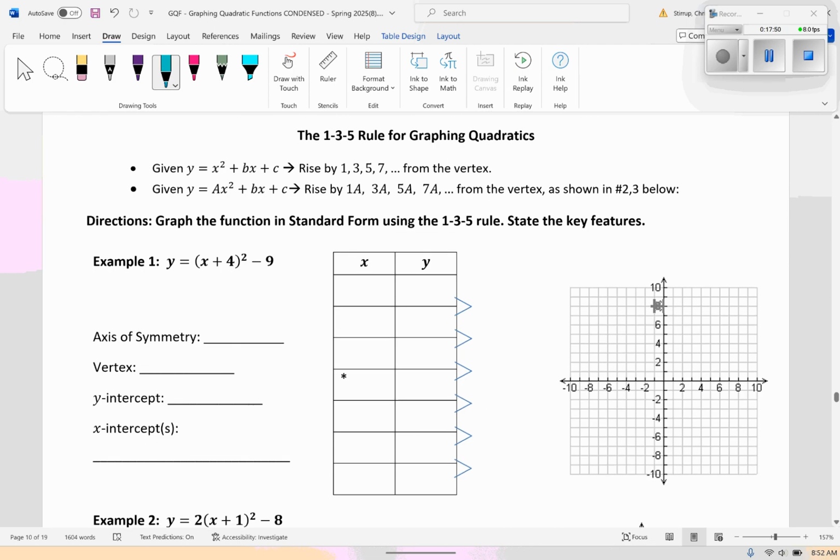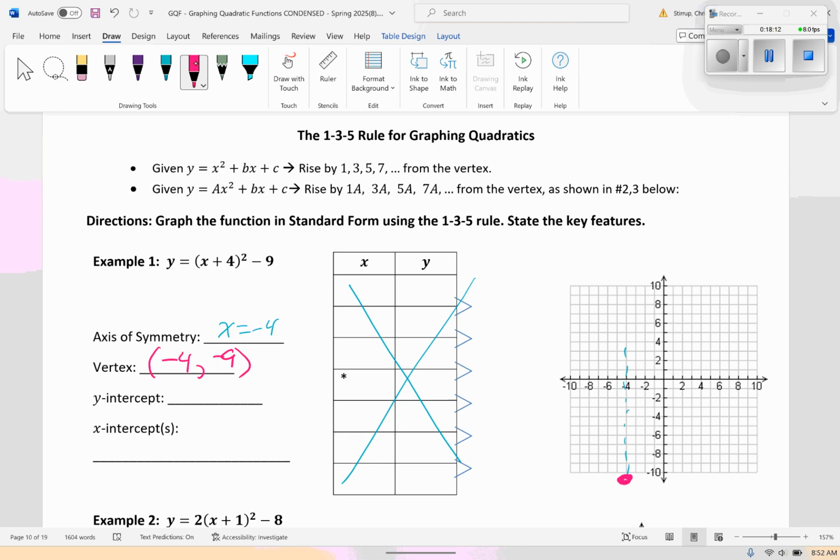All right, so we're not going to really worry about doing this. We're just going to pattern graph off that. So our axis of symmetry is x equals -4. So -4 is right here. It's kind of doing the goofy thing again. Our vertex is going to be at -4, -9. So -4, -9 is way down here. And it's doing silly stuff again.